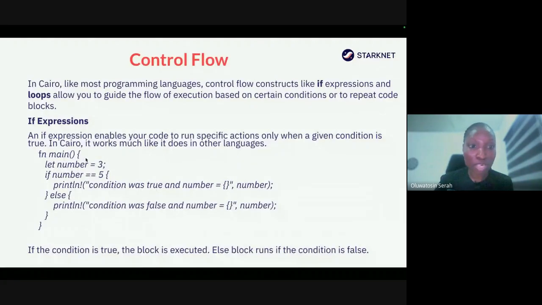So we have the main function, let number equals 3. Right here we're saying if number equals 5, we know that the number is not 5, the number is 3. Print condition was true and the number is this. Else print this.